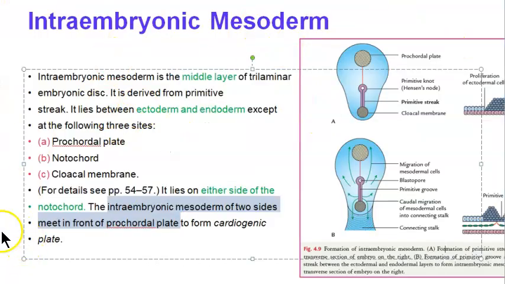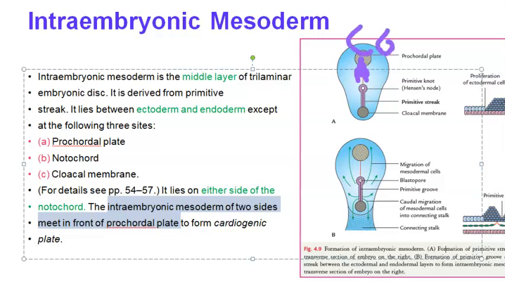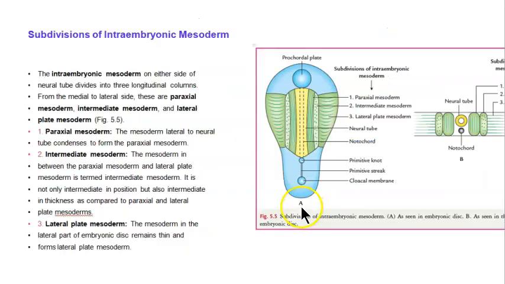So these 2 sides, what will happen? The 2 sides you have that mesoderm, right? Those 2 will join, will meet in front of the prochordal plate to form the cardiogenic plate. Okay, so these 2 which were here will join in front of the prochordal plate to form something called the cardiogenic plate. If you want to remember that you can. Anyways, now let's read this.